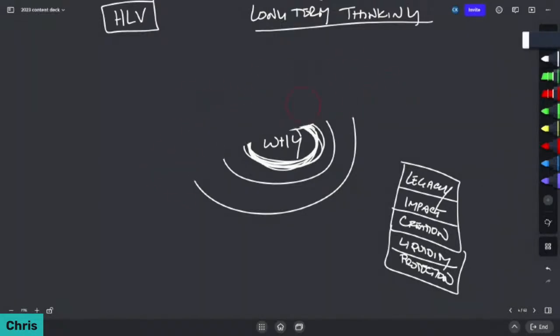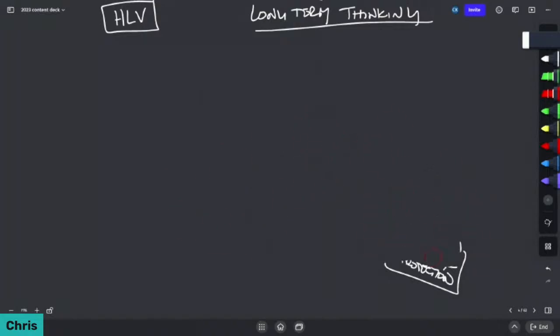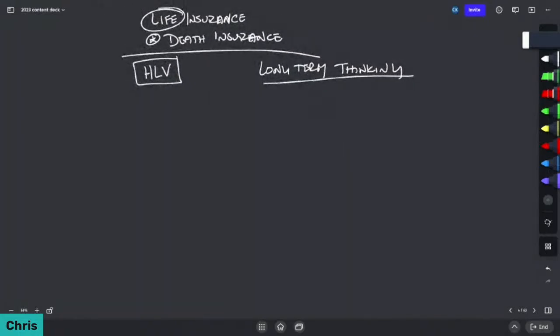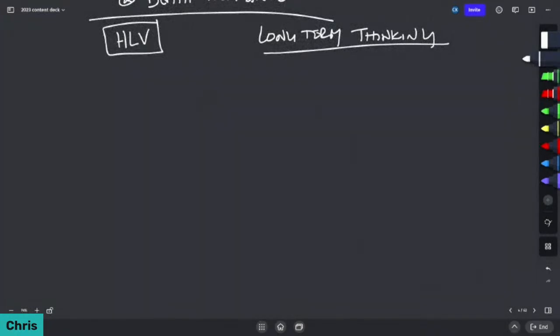So now that we got that out of the way, now we can talk about human life value. Human life value is basically saying, no matter what age you are right now, life insurance companies are not going to what we call over-insure you. I get a lot of people.